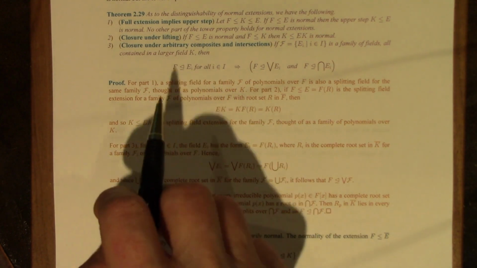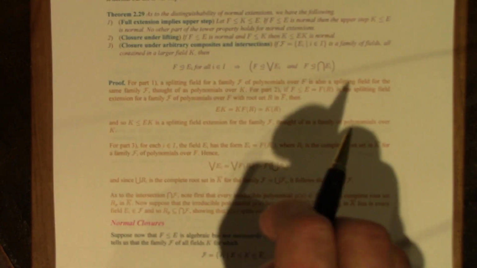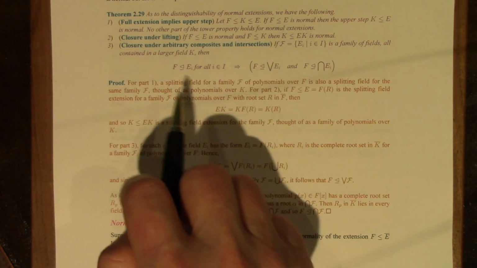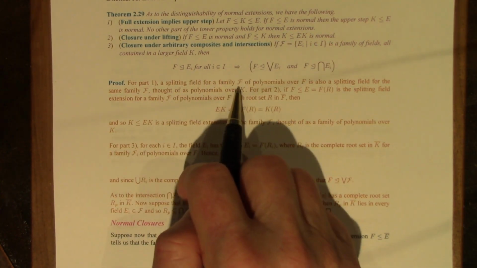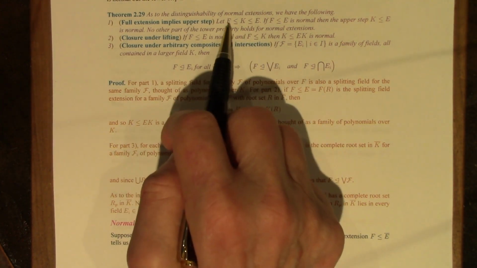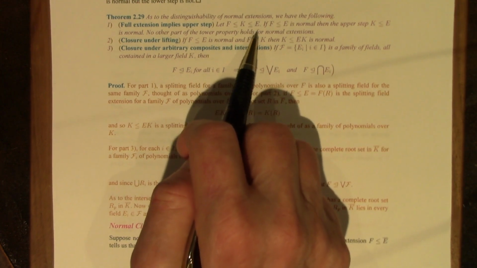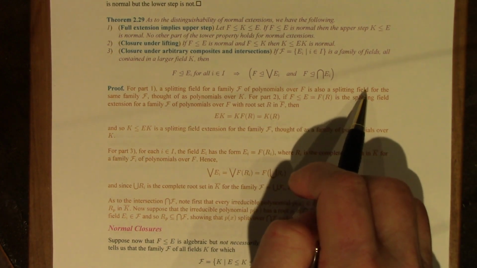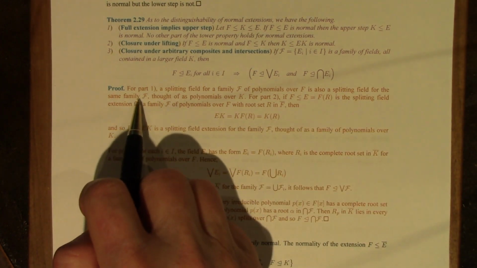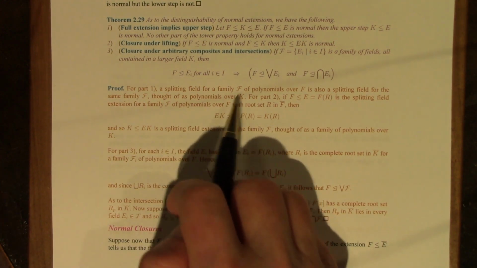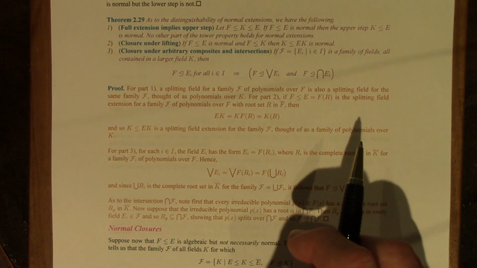As to proof, for part 1, the only thing we need to check is that the upper step is normal. Well, if E over F is normal, it's a splitting field for a family of polynomials over F. That's also a splitting field for the same family thought of as polynomials over K. Okay. And that takes care of the upper step. It's normal. It's a splitting field extension.